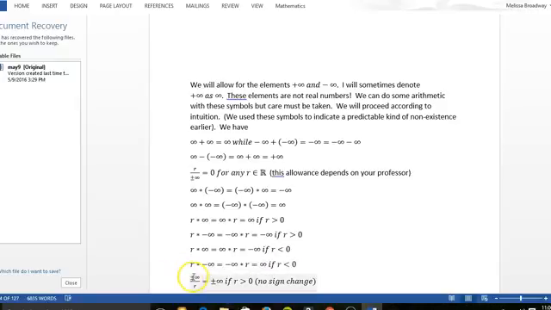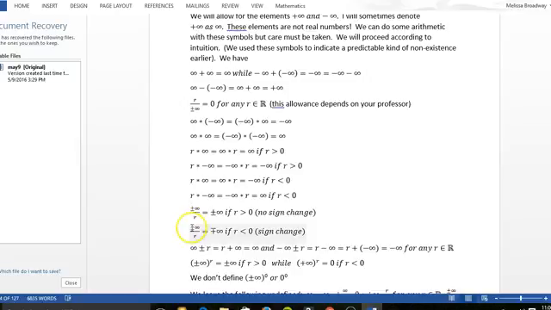And if r is positive, plus or minus infinity over r would be plus or minus infinity. That means we keep the same sign. Like positive infinity over positive r would still be positive infinity. Negative infinity over positive r would still be negative infinity. This means we don't change the sign because we're dividing by a positive r.